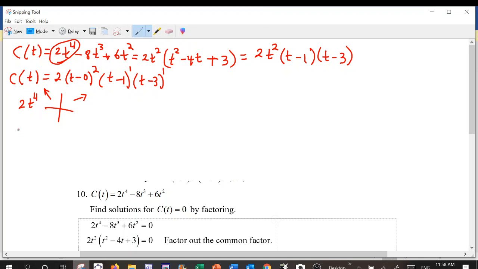Okay, and the y-intercept is easy to find in the original form, right? Because they all have t's. If you put 0 here, you just get 0. So 0, 0 is the y-intercept. And the x-intercepts, of course, are what? Well, we go over here. 0, opposite of that is 1, opposite of that is 3. So this is x-intercept, this is x-intercept, and this is x-intercept, right? So let's graph it.